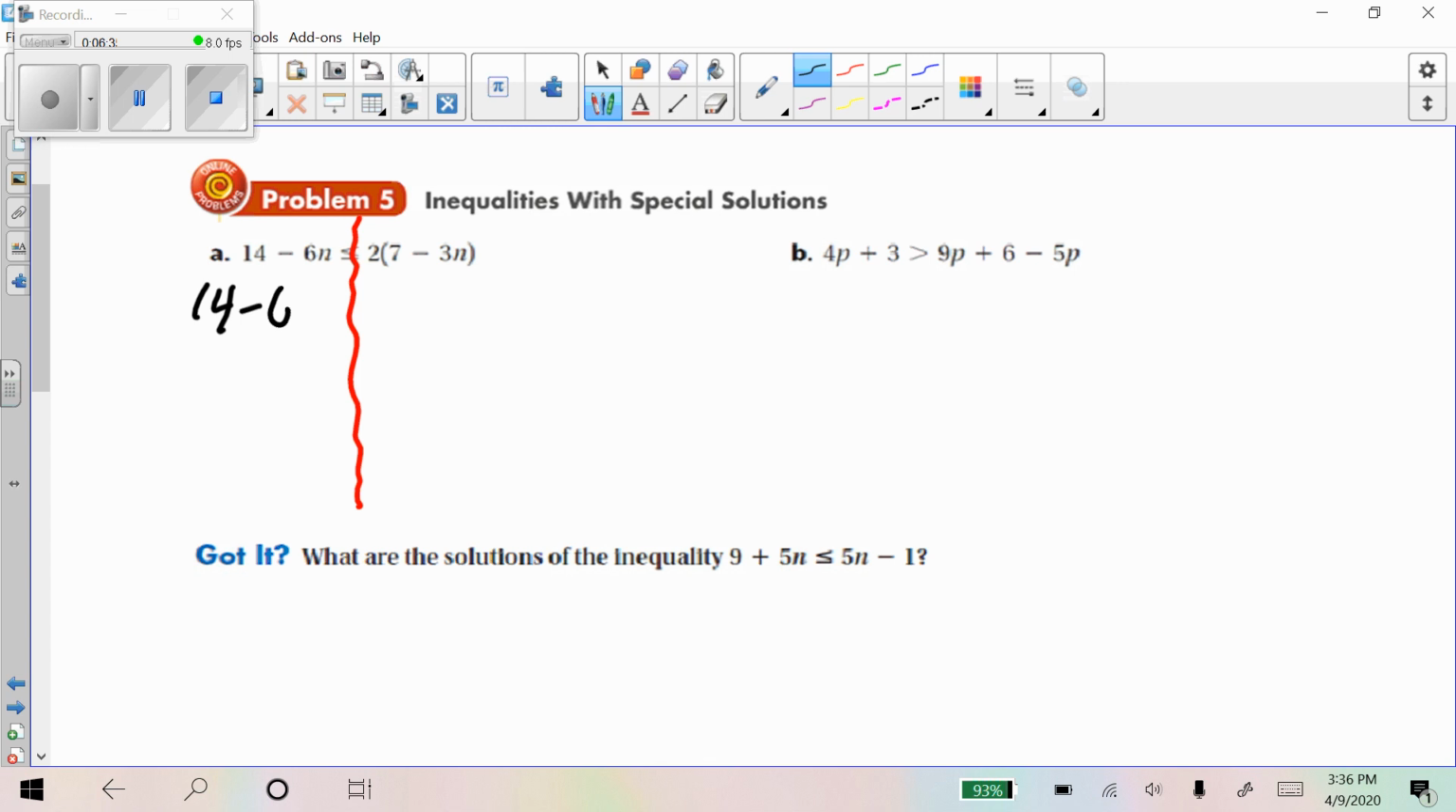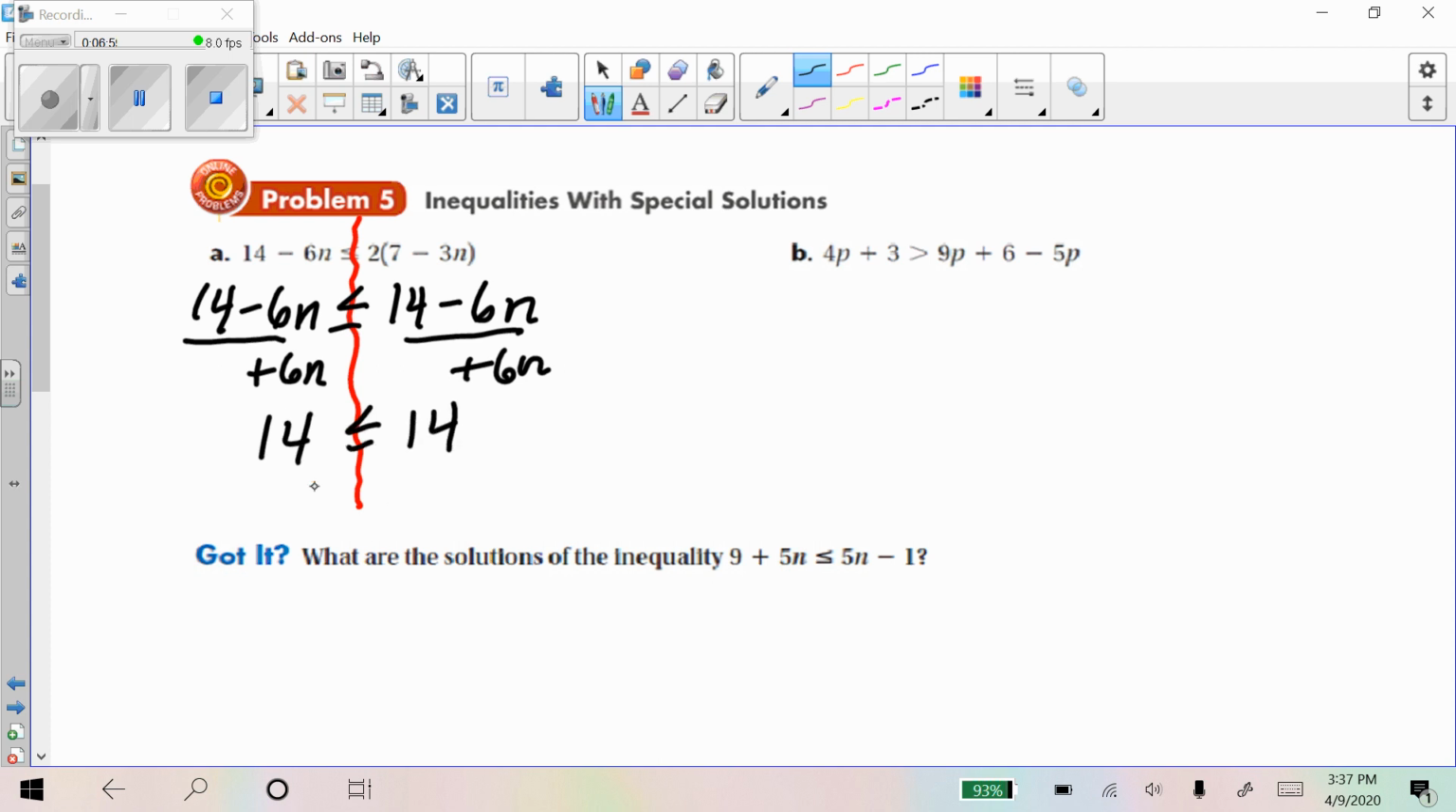So I'm going to do 14 minus 6n is less than or equal to 14 minus 6n. Whoa, that's exactly the same thing on both sides. You can go ahead and add 6n to both sides. That'll give you 14 is less than or equal to 14, which is always going to be true, right? When you get that kind of a situation, n could actually be any number. So we call that an identity. I'm not going to hold you to remembering that word, but it means that all real numbers work, or anything works. Anything goes.